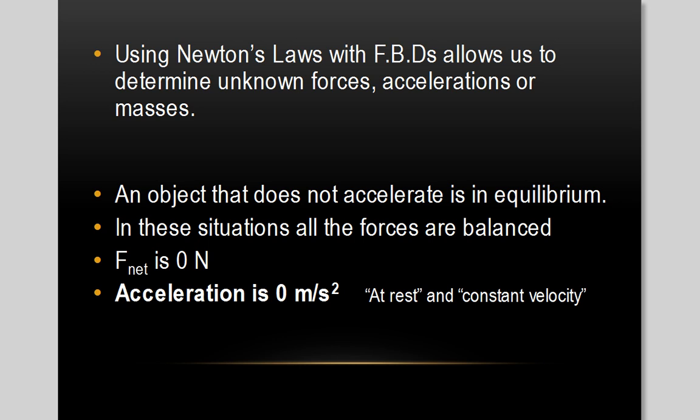An object that does not accelerate is in equilibrium. What's another way that we've been talking about equilibrium? Balanced force. Good. So you can put a little note there for equilibrium: balanced force. Oh, it says it right underneath. But the key there is that F net is 0, and therefore acceleration is 0. And you'll get these two words thrown at you all the time: at rest or constant velocity.